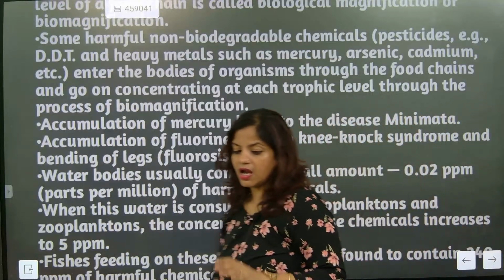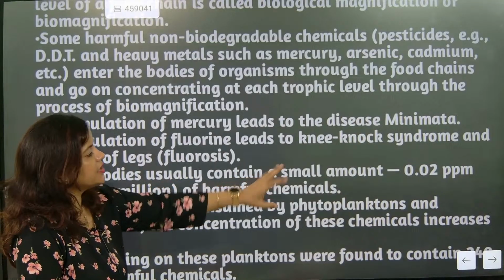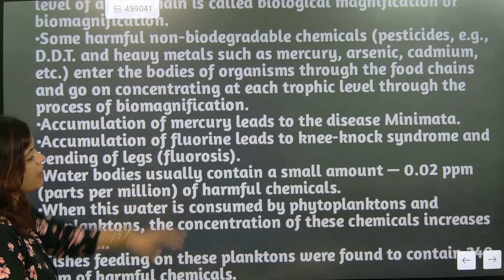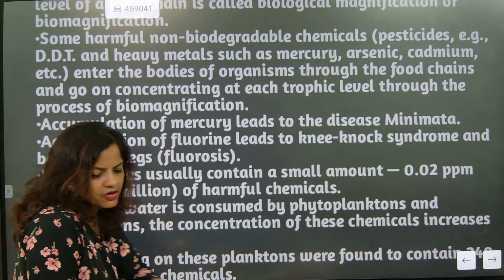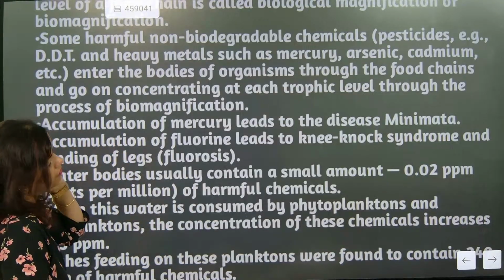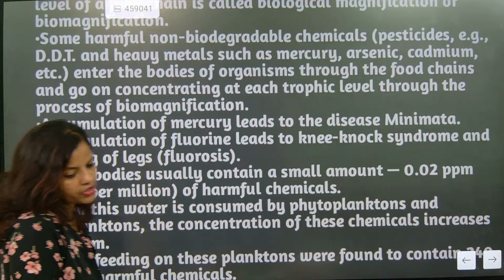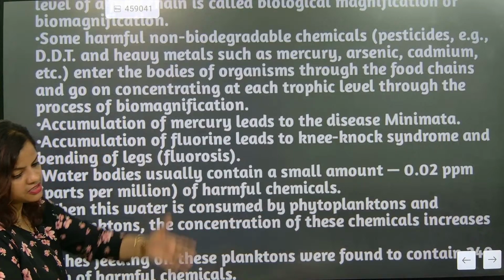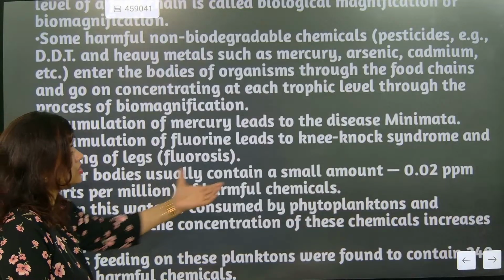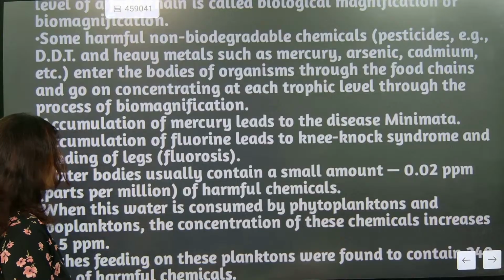Now, a very alarming and very important point we must remember. Water bodies usually contain a small amount, 0.02 ppm (parts per million), of harmful chemicals. Correct? Because everything we are dumping in water, factories are also releasing with their waste. Humans are also releasing their waste in water. So wherever the sanitation system is, it will go towards water. So it will lead to water bodies having a very small amount of harmful chemicals. So how much will get accumulated with harmful chemicals now?